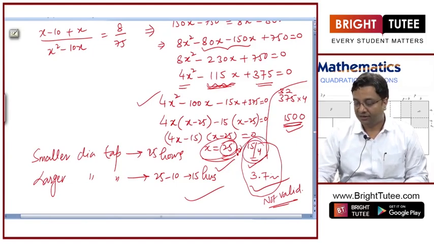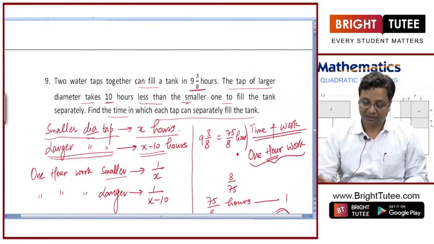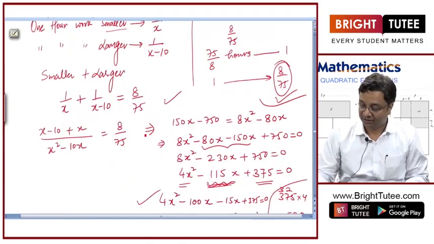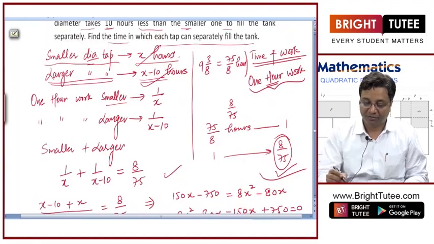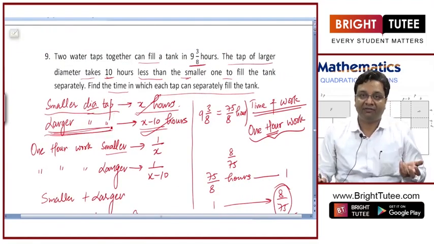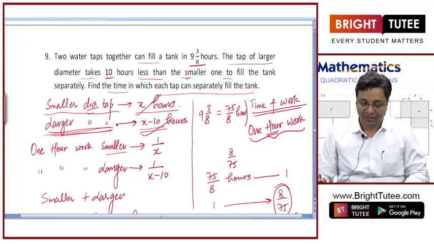We have rejected this answer because it doesn't fit our question, right? Because if I consider 3.75 as my smaller tap answer, then the larger tap will fill the tank in negative hours, which is not possible, right?